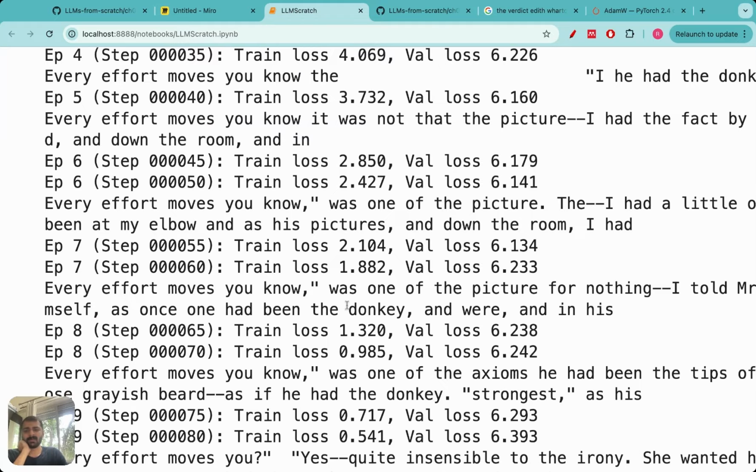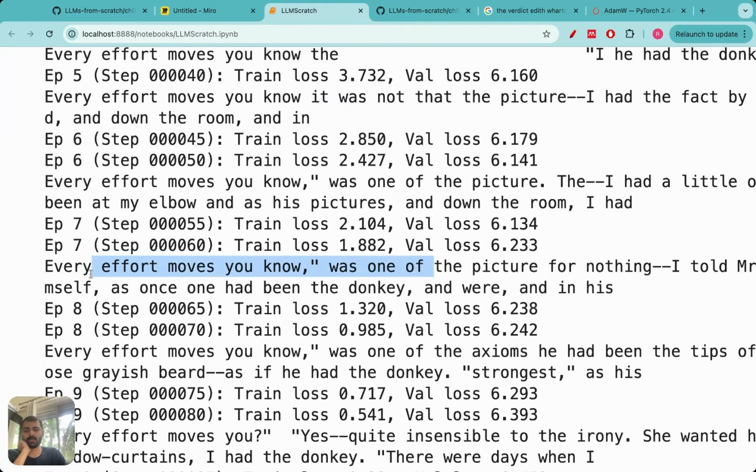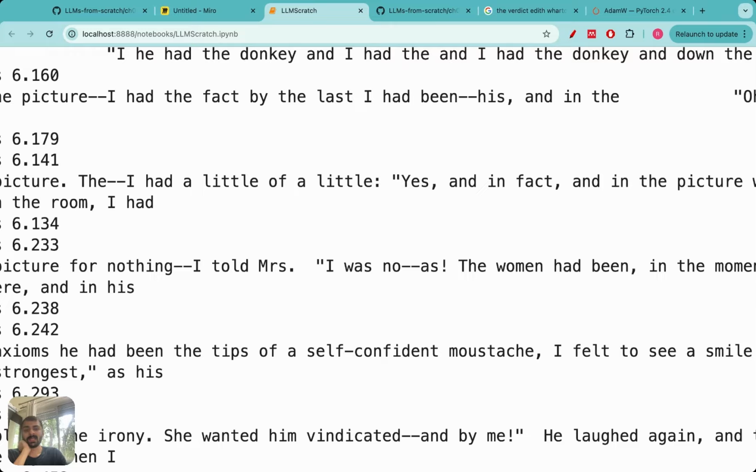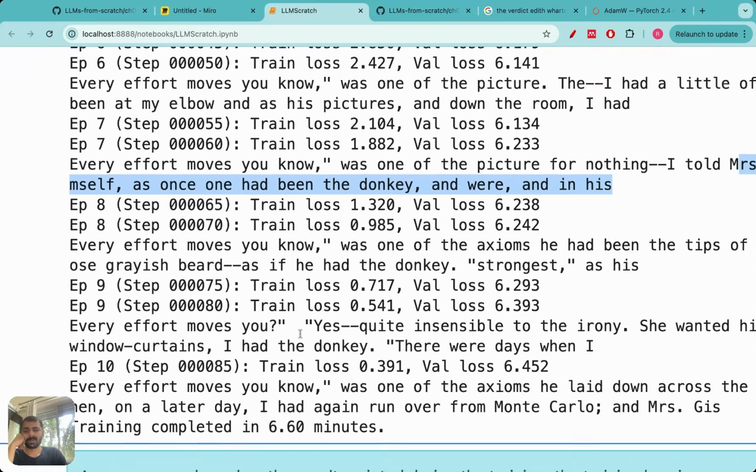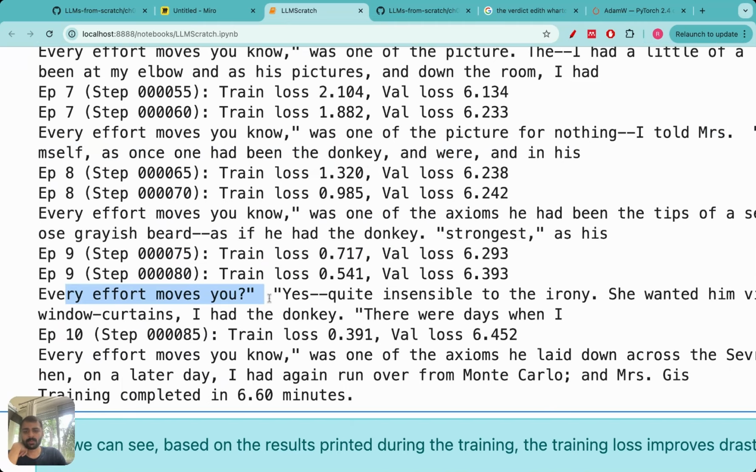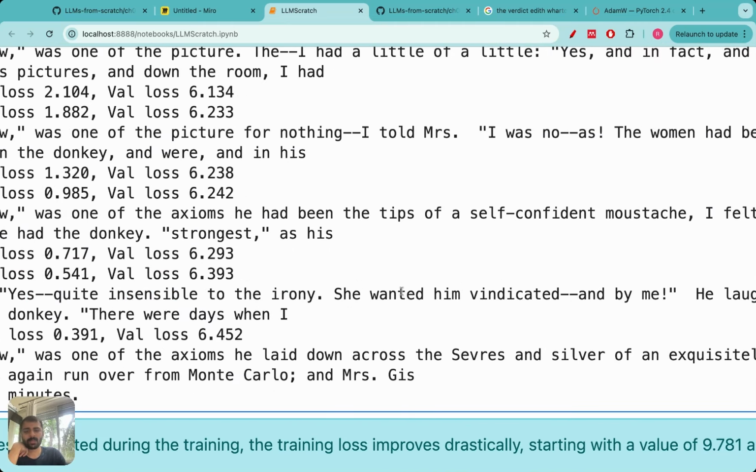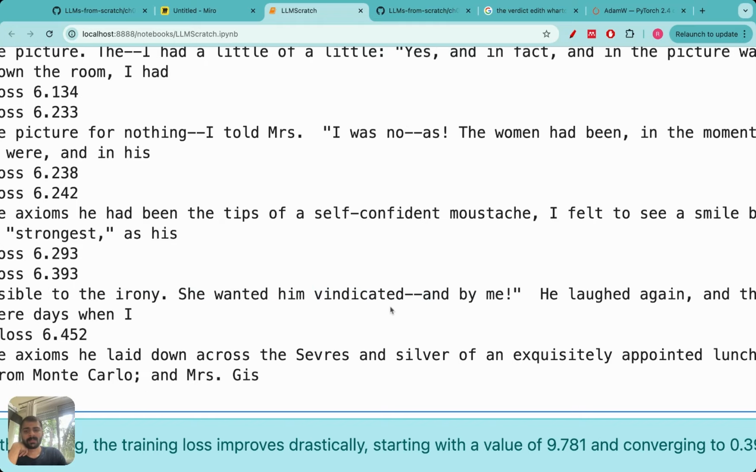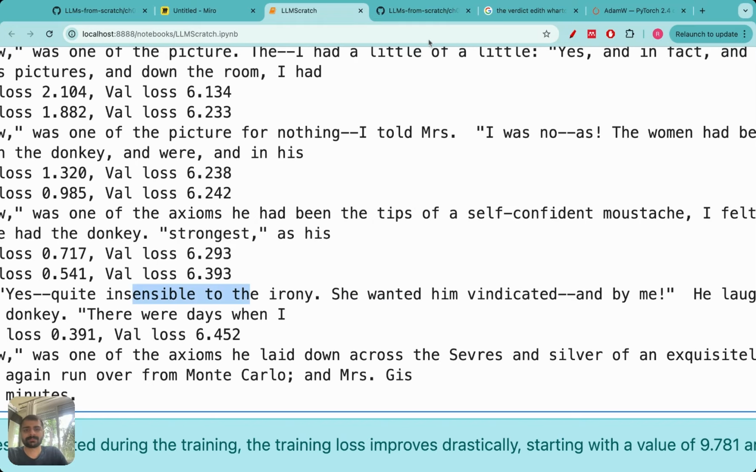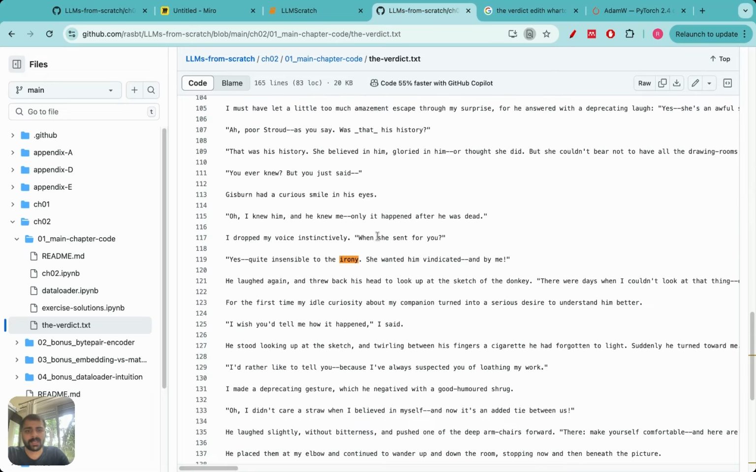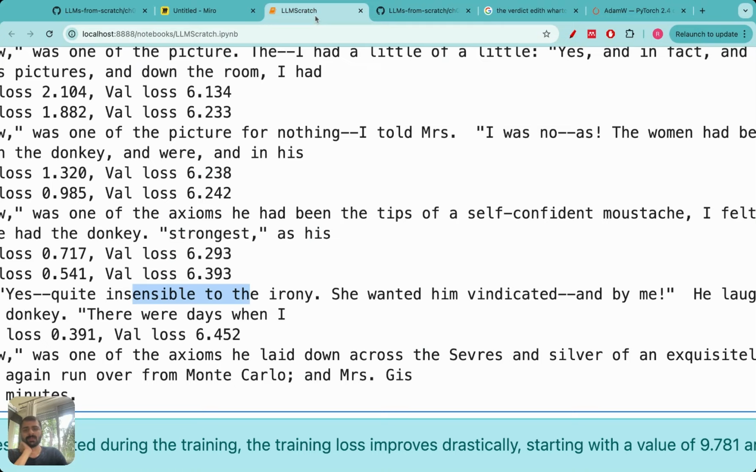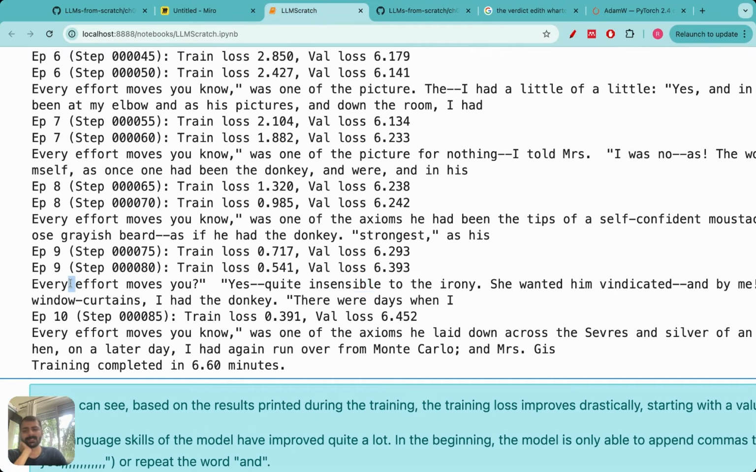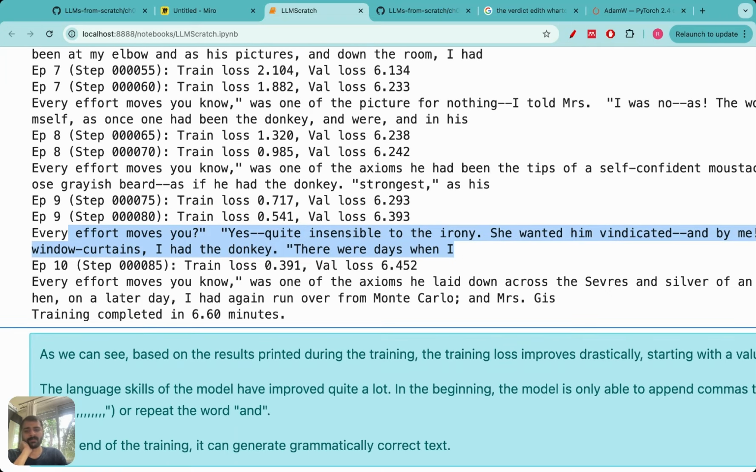Then let's see, after epoch number 7, it printed every effort moves you know was one of the picture for nothing. I told Mrs. Now you see that it started to use some of the words from our text. And after epoch number 9, you see every effort moves you question mark. Yes, quite insensible to the irony. She wanted him vindicated and by me. Now here, if you go to the training dataset and search irony, you will see, yes, quite insensible to the irony. She wanted him vindicated and by me. So here you see the LLM is predicting something which does make sense, but it is directly recycling text from the data. Another classic sign of overfitting.